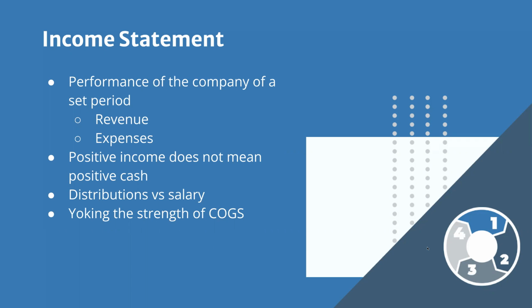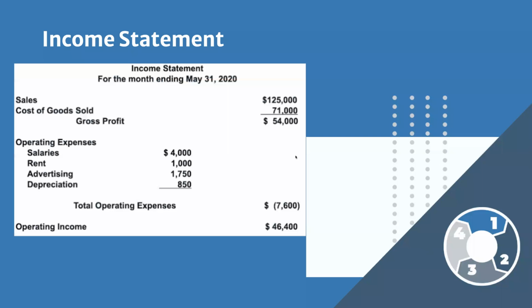All right, so this is the example. Very, very simple. So we have our sales, which is our total revenue. Then we have our cost of goods sold. In the cheeseburger example, if I sold $125,000 worth of cheeseburgers, I spent $71,000 of material to make those cheeseburgers. So my gross profit on my sales was $54,000. So I made $54,000 by directly selling the cheeseburgers.